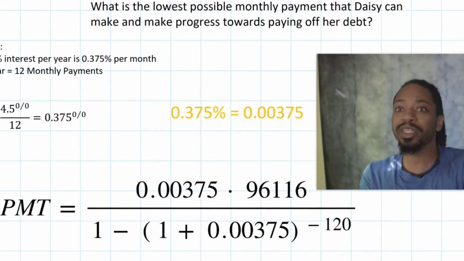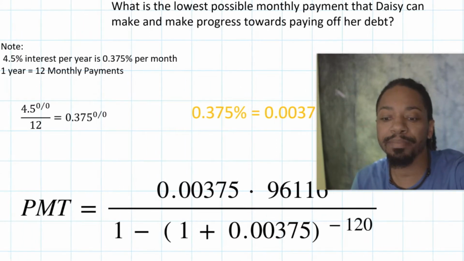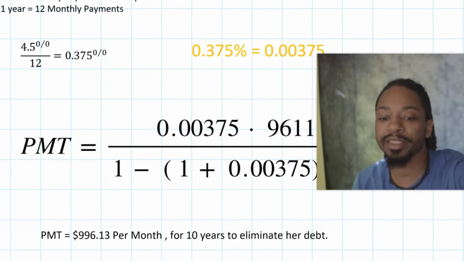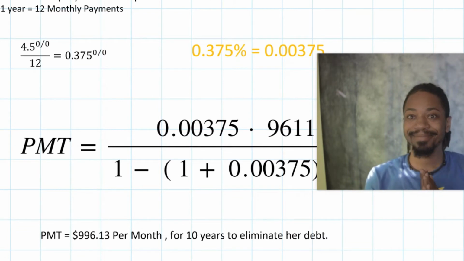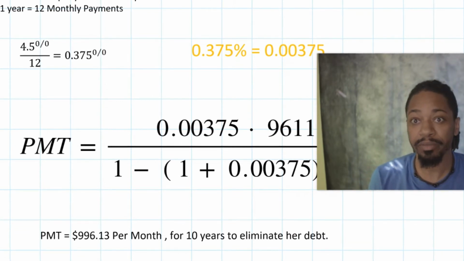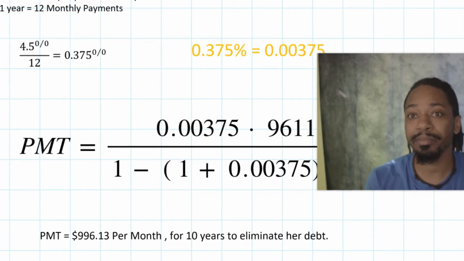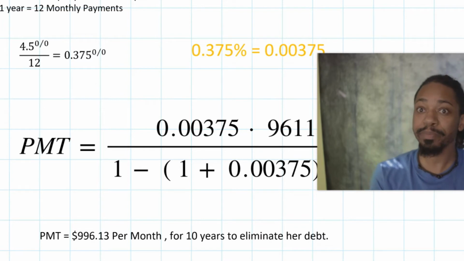Now we do this calculation and we see that if she wants to pay off her debt in 10 years, she's going to need to pay, after we do that calculation, $996.13 per month, every month, nonstop for 10 years. And then her debt will be completely done. Now that's a hefty payment.